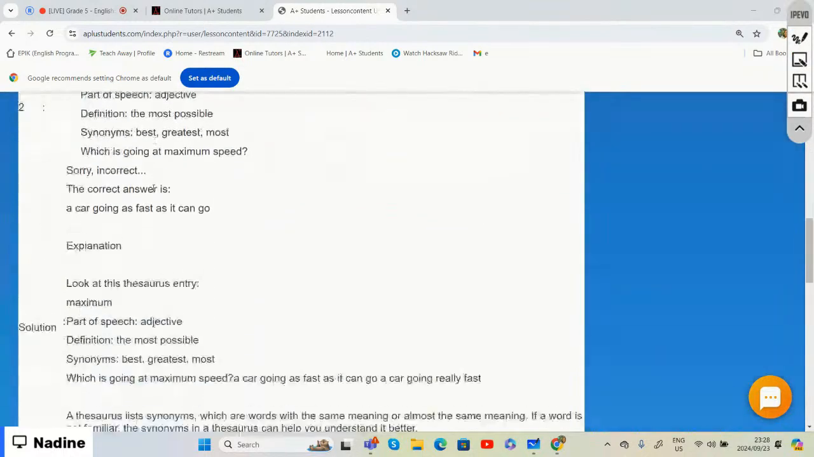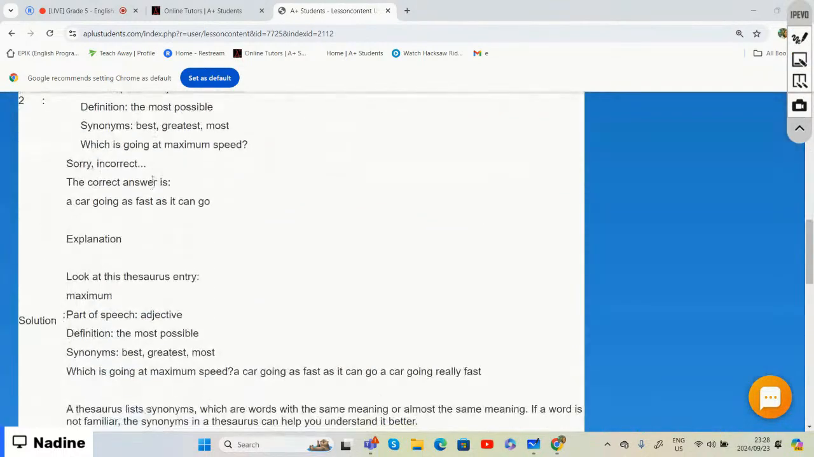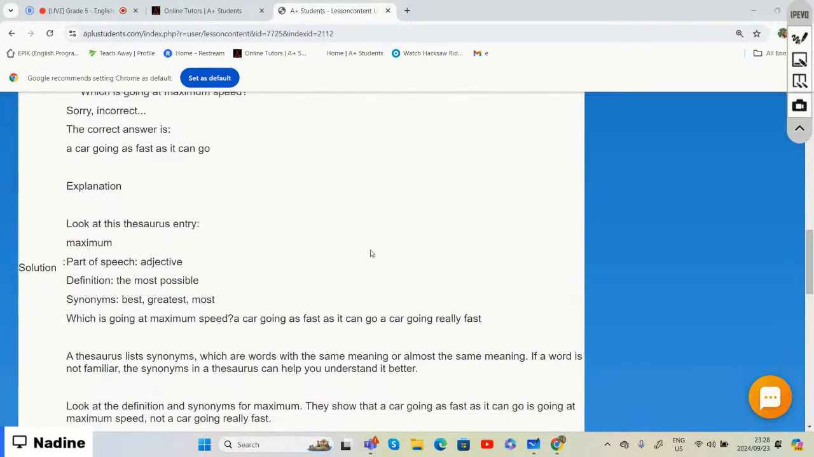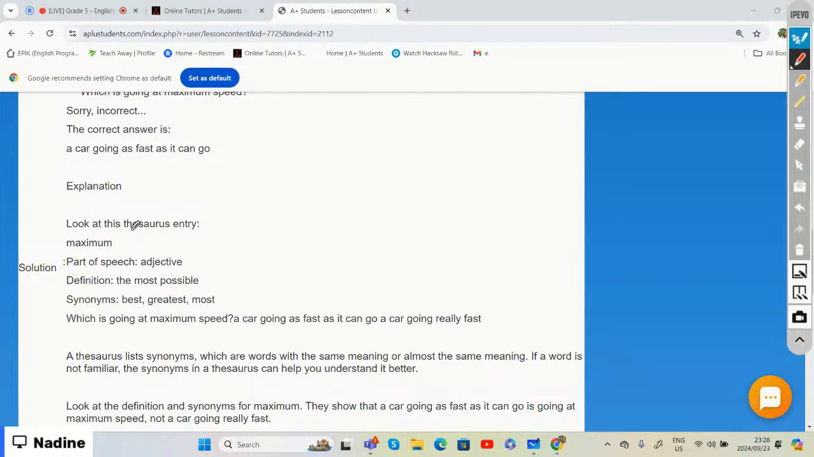All right, and then we're going to the next one. The next one says, look at this thesaurus entry. We have maximum, right? Maximum is the word. The part of speech of maximum is adjective. So maximum is the word and it is an adjective, right? The definition of maximum is the most possible.